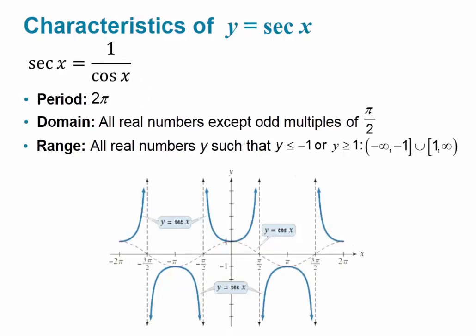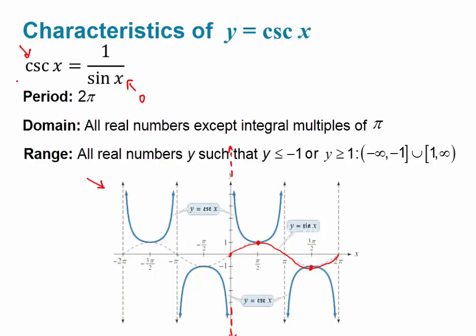Cosecant of x has the same period as the sine of x, which is 2 pi. The domain is all real numbers except every place that the sine goes to 0. And the places that the sine goes to 0 are multiples of pi. Notice I start out at 0, 1 pi, 2 pi. So those are all the places where our cosecant is going to be undefined.